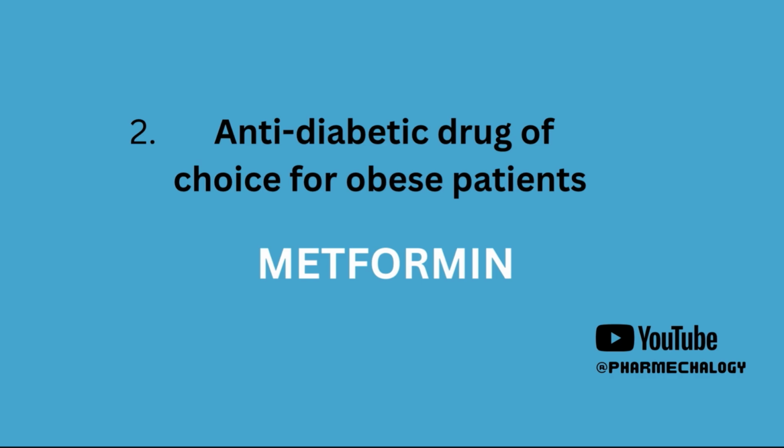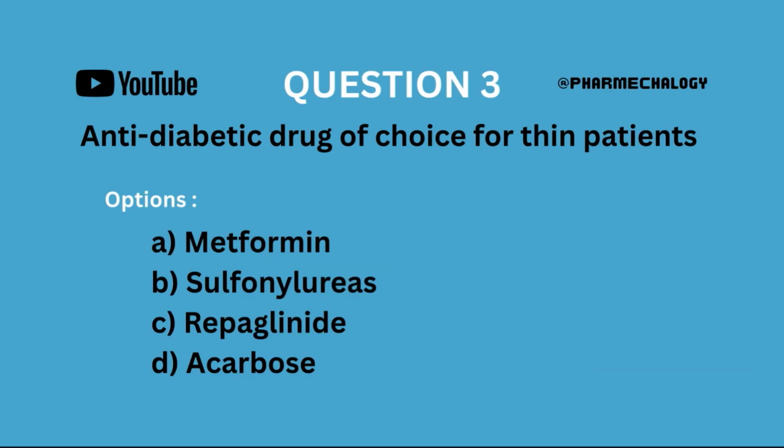And the trick to remember this question follows the third question, since both the questions are similar. Now let's proceed to the next question. This question says anti-diabetic drug of choice for thin patients. The only difference between question 2 and 3 is that 2 was asking for obese patients and 3 is asking for thin patients. And the options are the same: metformin, sulfonylureas, repaglinide, and acarbose.